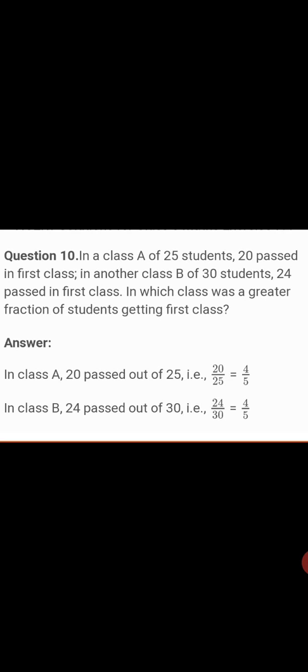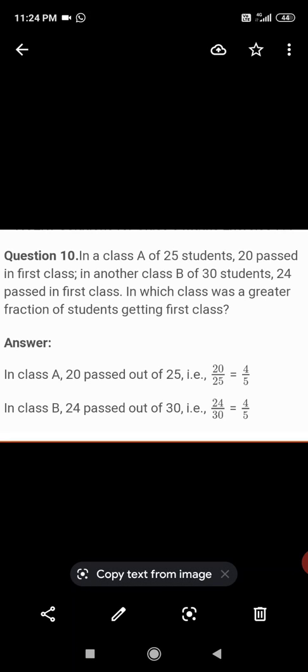In this question, there are two classes, A and B. In class A, the total number of students is 25, and in class B, the total number of students is 30. Therefore, we can write here in class A, 20 passed out of 25. It means the total number of students is 25 and the number of students passed is 20. Therefore, 20 divided by 25.